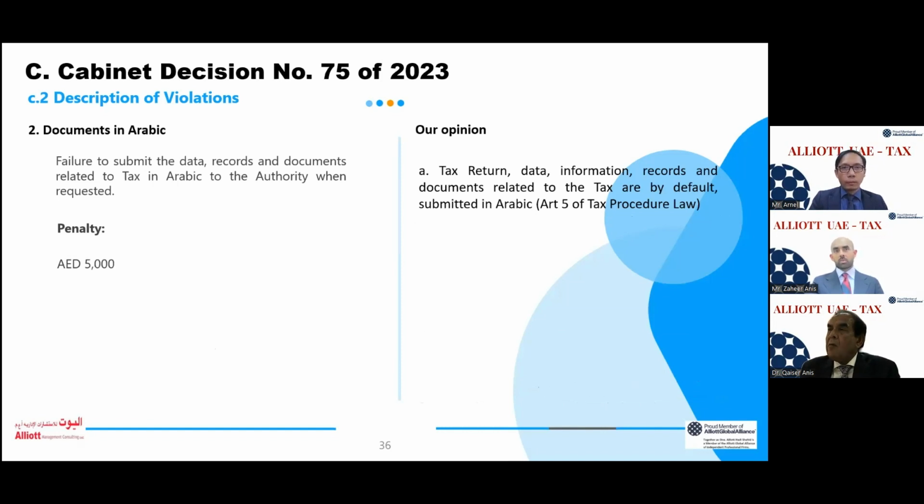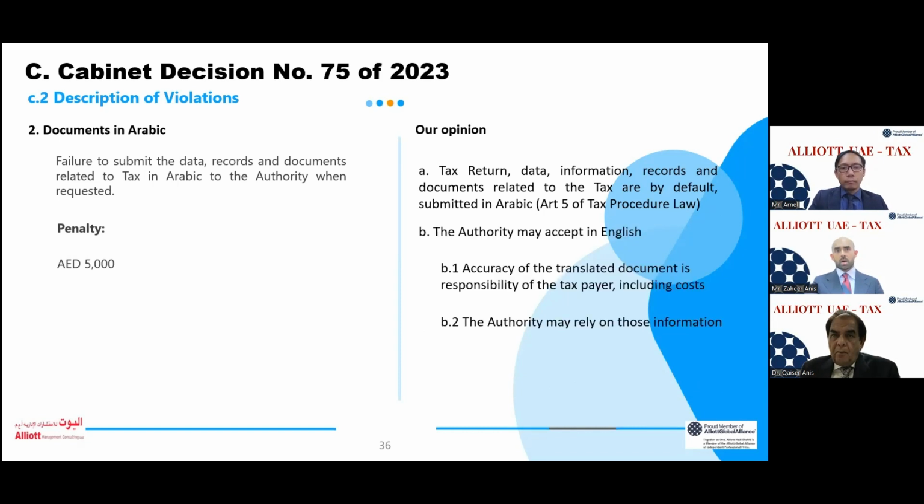Next, we're looking at documents in Arabic. What would happen if you fail to submit any data and records to the authority in Arabic? Well, the penalty would be 5,000 dirhams. The authority may accept English. However, if they request that it must be submitted in Arabic, then you must submit it in Arabic.